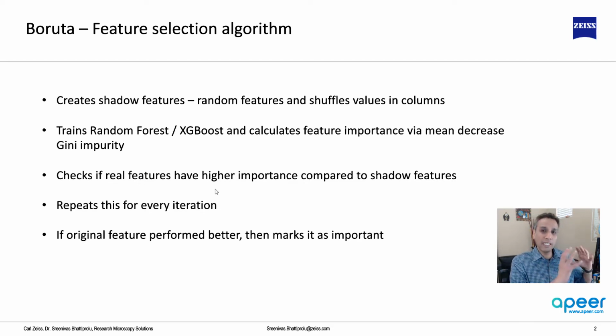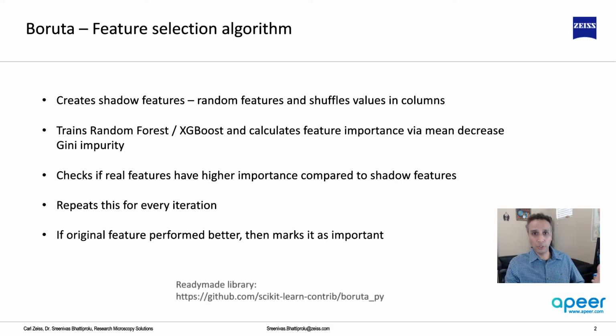The whole point of creating shadow features is that it can check whether the real features have a higher importance compared to the shadow features. Then this repeats multiple times. If the original feature performed better than these, it marks it as important. If the original feature doesn't perform better than the shadow features it created, then the original feature is not important. That's what it's doing. Again, I recommend searching for papers on this topic and understanding it even better if you're really curious about how it works. We are working with a ready-made library.